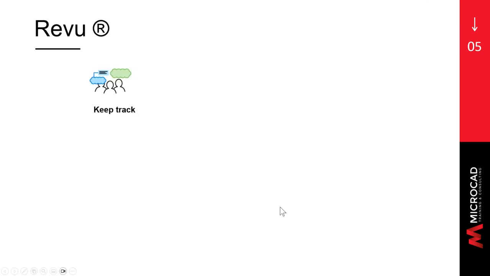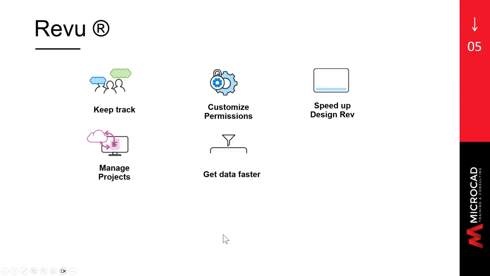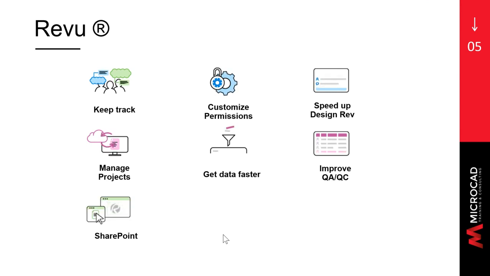So doing kind of like a recap, what do we have available in Revu is going to be that, well, I can keep track of my comments, I can customize permissions, I can speed up the design review, I can manage projects internally inside the software or in the cloud. I'm going to be able to get the data faster. I'm going to have a QA and QC type of process.